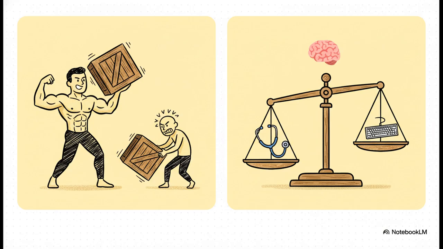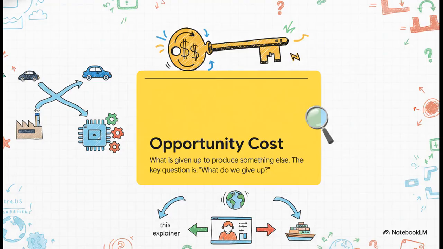It's not about being the best, it's about what you give up to produce something. And that idea is called opportunity cost. It's simply the value of whatever you sacrifice to do something else. Every single decision you make, from watching this right now to a country deciding to build cars instead of computers, has an opportunity cost. This concept right here is the key that unlocks everything else.